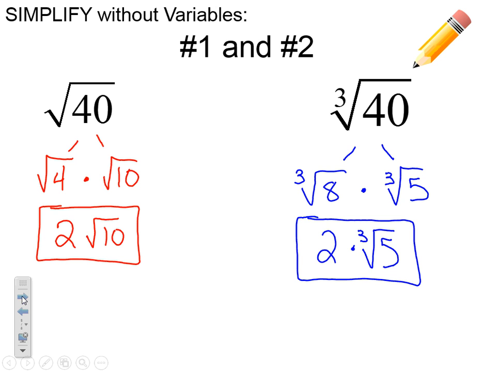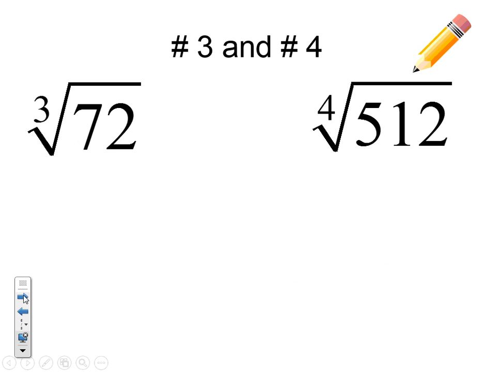All right, there's our first 2 examples. We have 2 more coming without variables. All right, so example number 3 and 4 that need to go on the top. The cube root of 72, so we're going to break this down. The largest, that's important, the largest perfect cube that can go into 72 is 8.